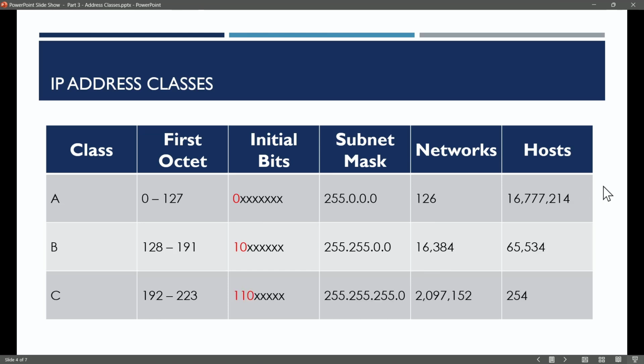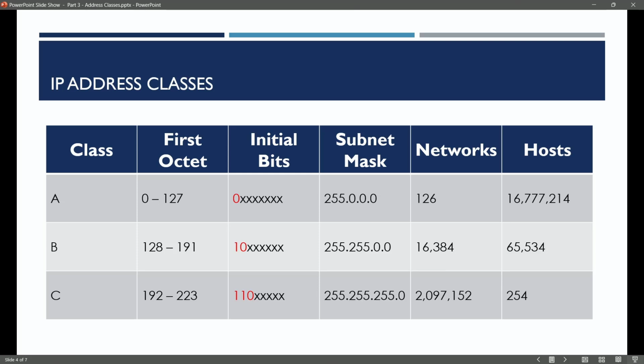Finally, the creators of this great technology said, we need small networks. Sure, there needs to be small networks that are created. So this is the Class C, from 192 to 223. Notice what they did. They took those first 3 initial bits and they forced them to 110. The default subnet mask is 255.255.255.0, so the first 3 octets identify the network and the 4th octet identifies hosts.